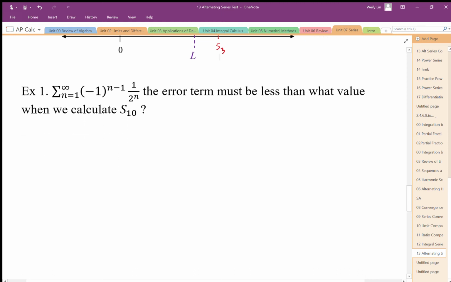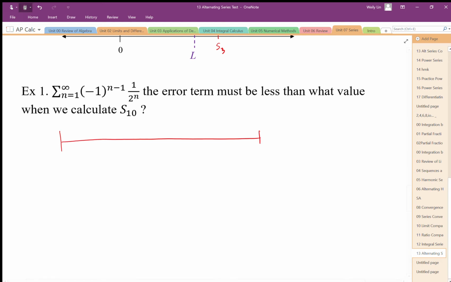So we can say this is my alternating geometric series, and we want to know what the error must be less than when we calculate S10. Well, if we want to know that, this is going to look like this. So I'll draw my little number line here.